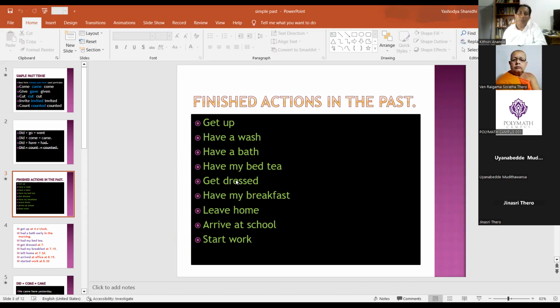I usually have a bath around 5 o'clock. I have my bed tea at 5 o'clock. Get dressed or get undressed. If you want to go somewhere, you should get dressed. When you get back to the temple, you get undressed.